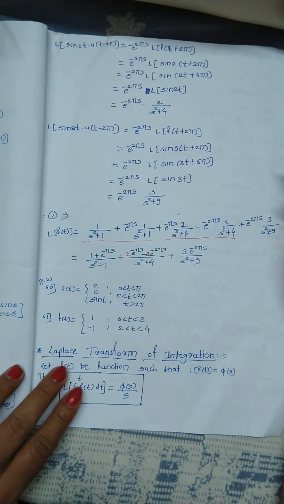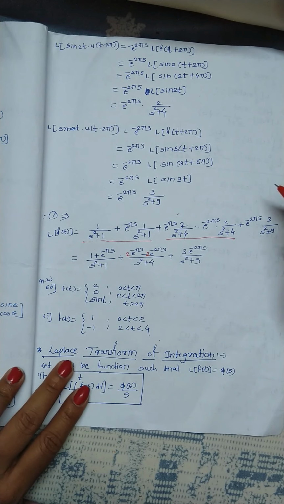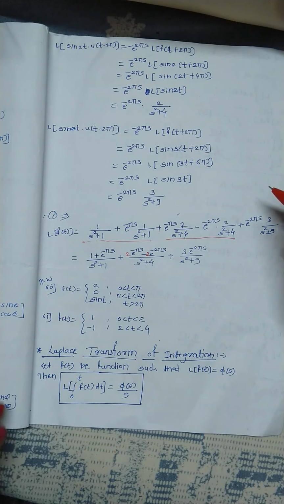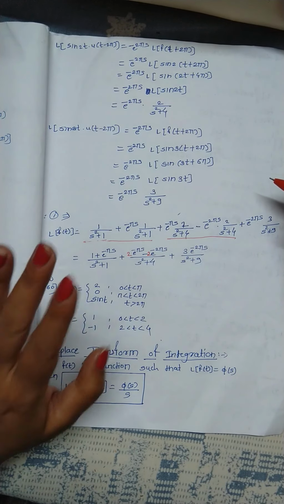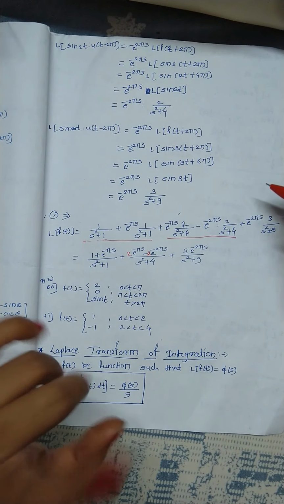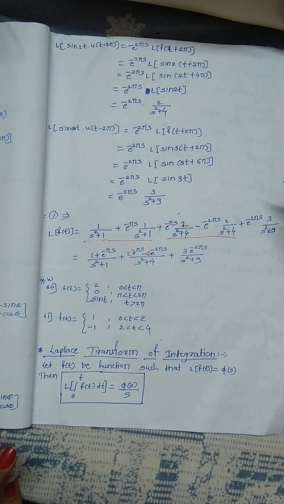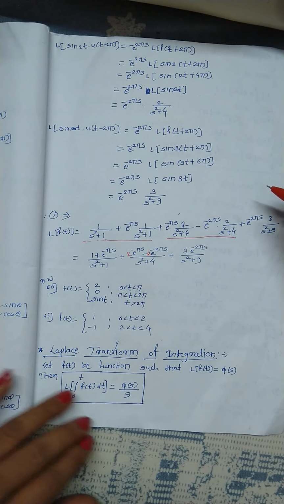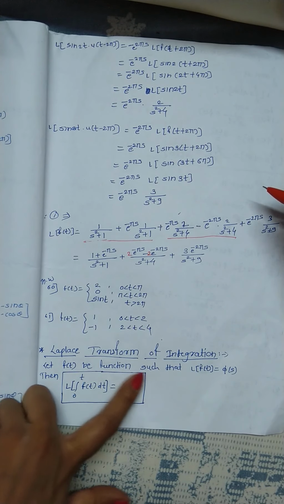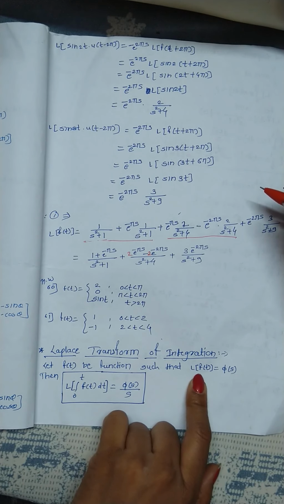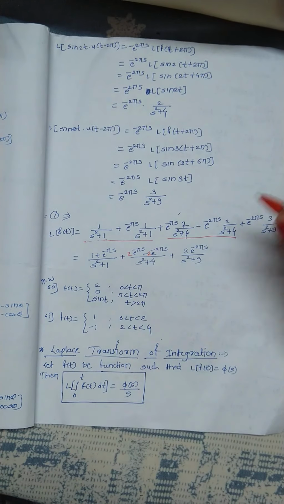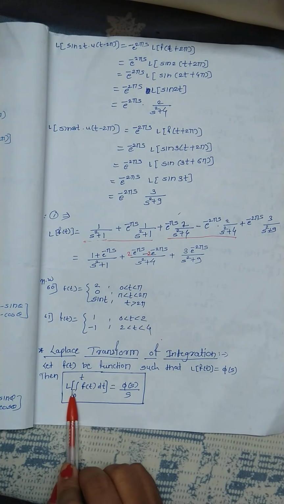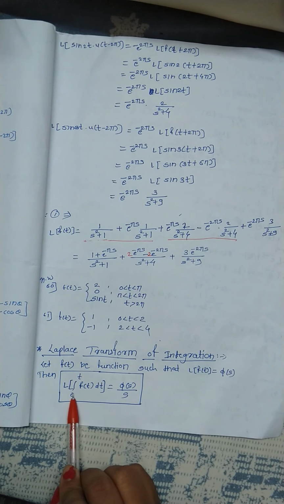Okay, now we want to consider the next point, Laplace transform of the integration, where the question consists of integrations and we have to find out the Laplace transform of that integration. Okay, now let us first consider the formula for this. Let f of t be the function such that Laplace of f of t is equal to phi of s. This is our original assumption for every property. Then this is the formula, Laplace transform of integration.